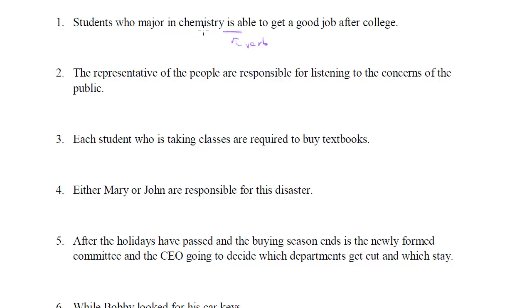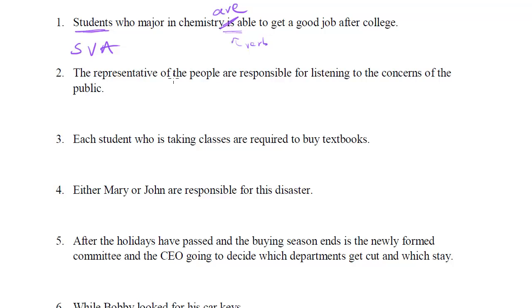Well, you might think, because chemistry is next to it, which is a noun, that chemistry might be the subject, but no, not really, right? The subject is the students, right? It is the students who major in chemistry are able to get a good job after college. So we can go ahead and change this to are, and this is an example of subject-verb agreement error.